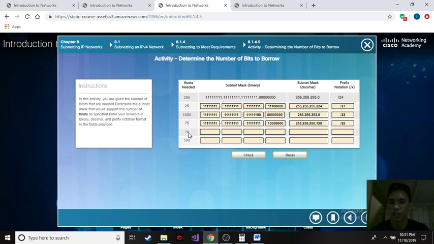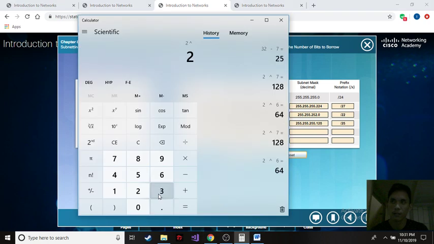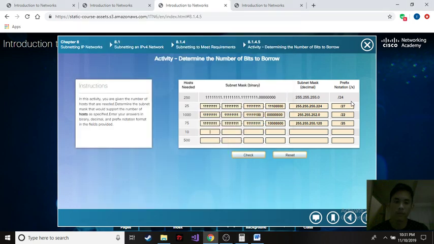Then we will compute again. 2 raised to 4. So this should do it. 16. So the borrowed bits that we need here is 4. So it will be subtracted from our default prefix notation, which is 32. So 32 minus 4 is 28.